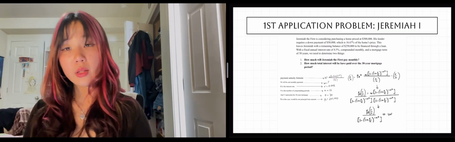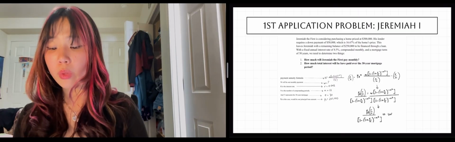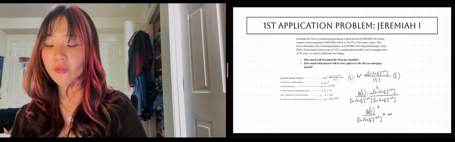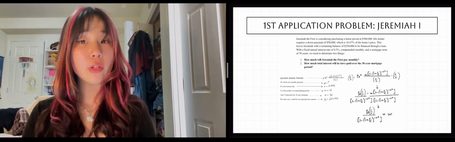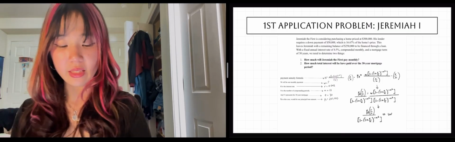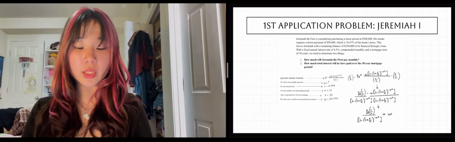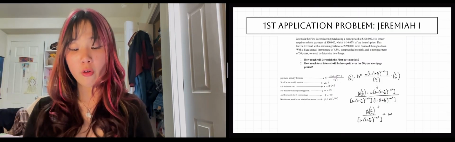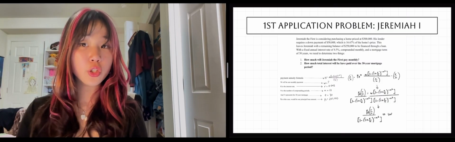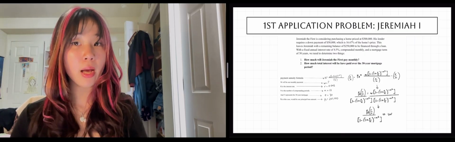In order to calculate the monthly mortgage payment, we will reuse the payment annuity formula. On the slideshow, I have the payment annuity formula listed, and the reason why I say reuse is because this formula would solve for P0, which in our situation would stand for the principal loan amount.